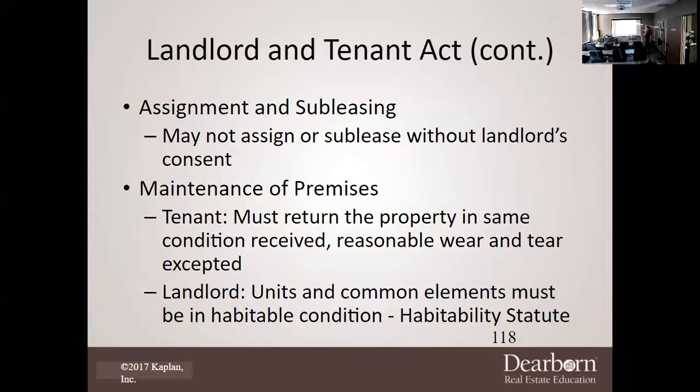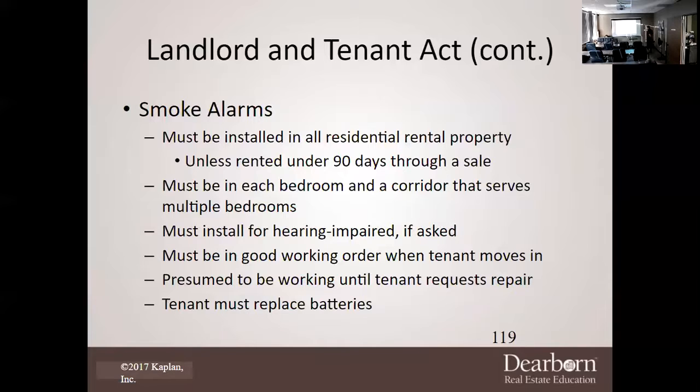Okay. So again, the landlords are going to have unit and common elements that must be in a habitable condition. So Miss Leela cannot, in this situation, turn around and make it where I have no AC or no heat, or I have rain coming in. I have to make it habitable. Okay, it has to be able to be lived in.